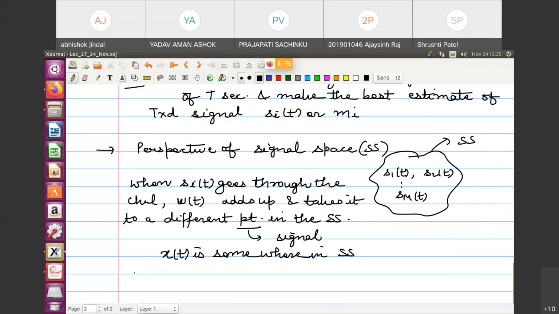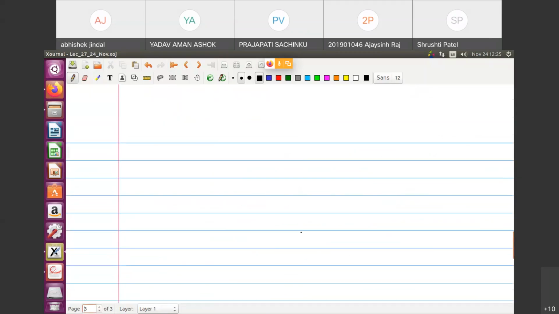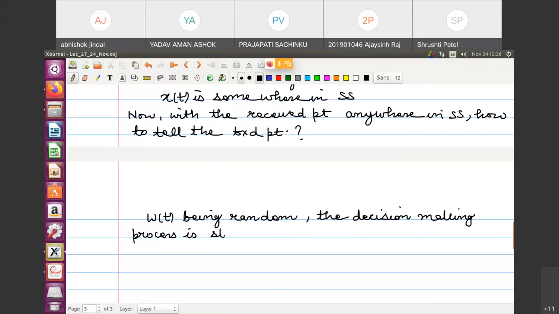Okay, so let me write it down. So now with the received point anywhere in signal space, how to tell the transmitted signal? Okay, so this is your problem at hand. So we will solve it. We have done it in the case of binary transmission. Okay, so w(t) being random, the decision making process is statistical in nature.